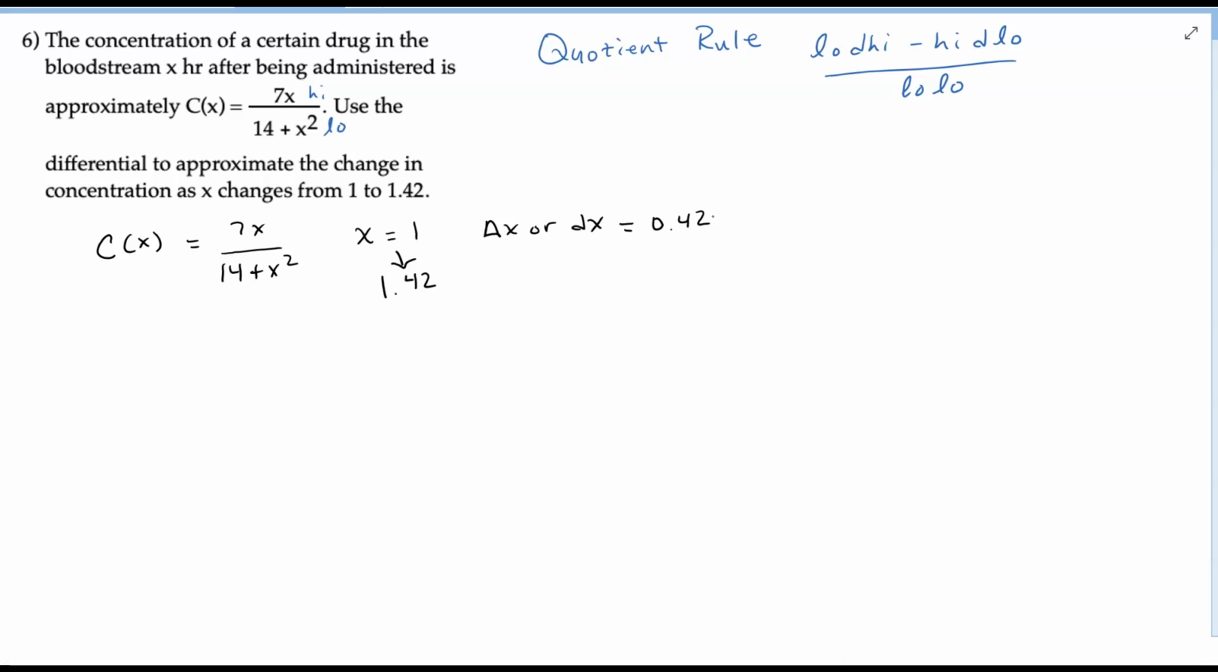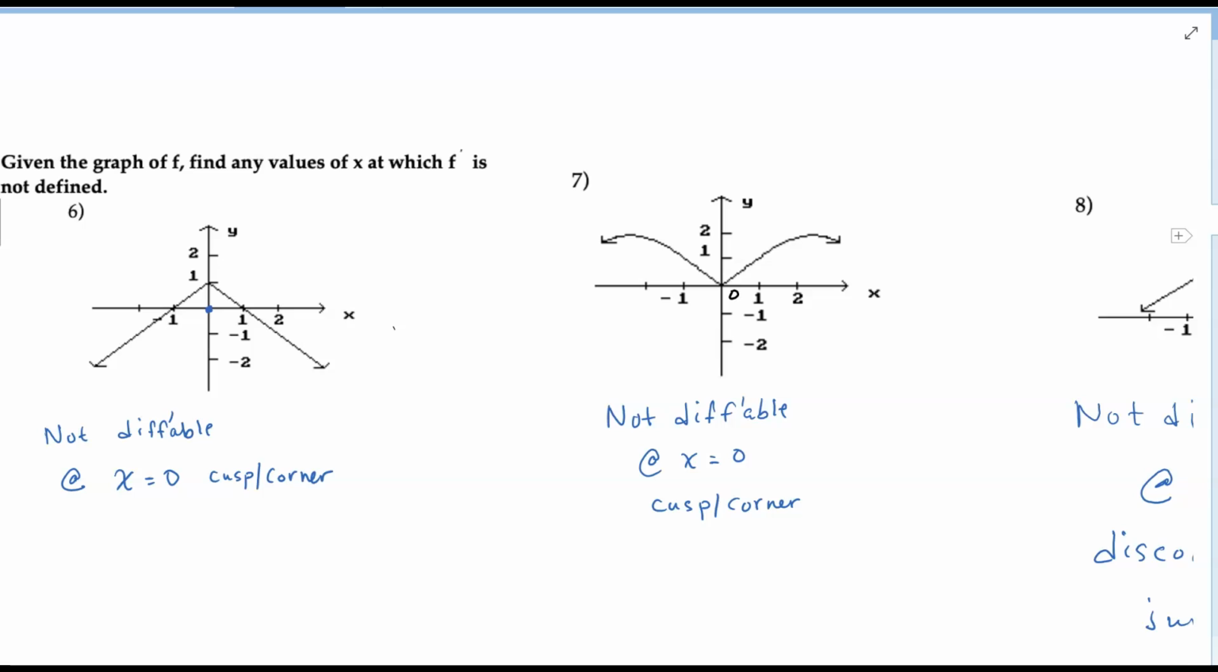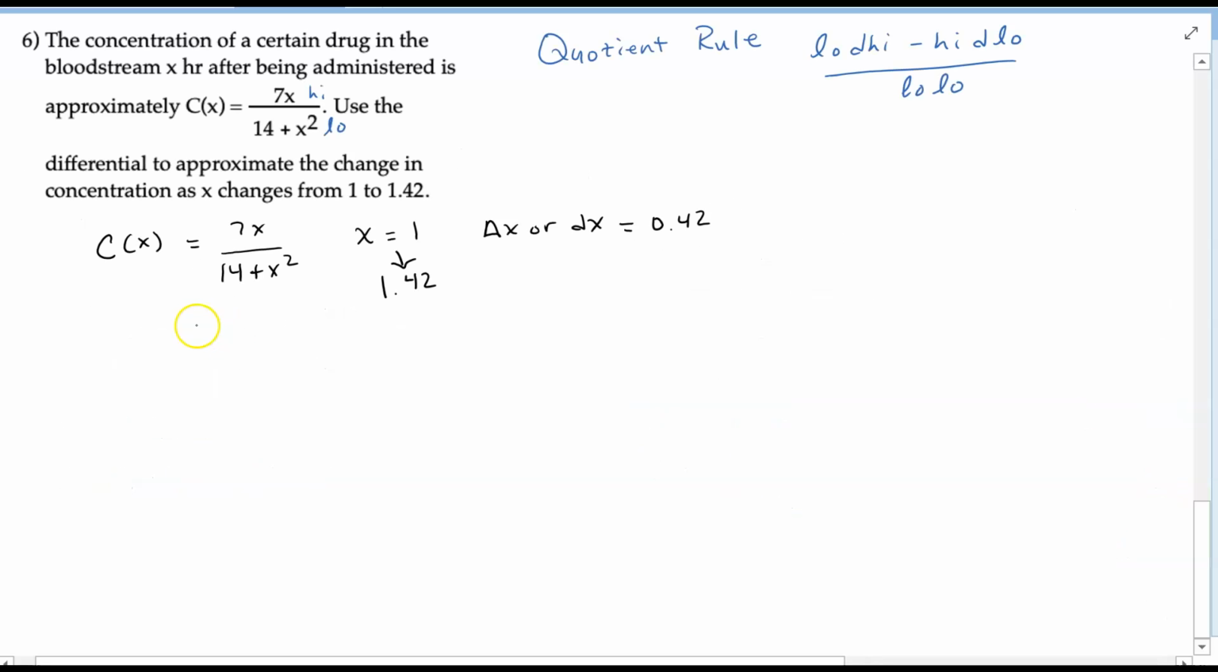There's my dx. Now all I have left to do really is take the derivative and then plug in some stuff. I know that they say c of x, but what we're going to be looking for is c prime, I suppose, but we're going to look for dc, the differential for the concentration. That's what we're computing. So we shall first find c prime of x.